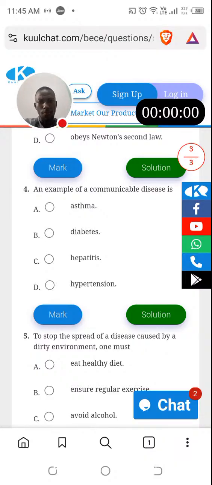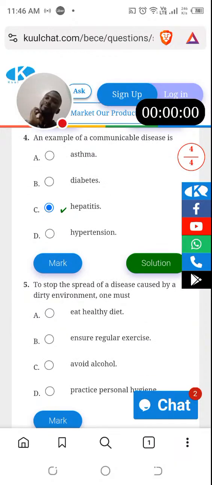An example of a communicable disease: asthma, diabetes, hepatitis, hypertension. It should be hepatitis. Hepatitis is a communicable disease, but asthma, diabetes, and hypertension are not communicable. So good, we've gotten 4 out of 4.